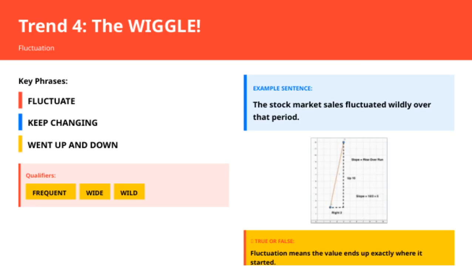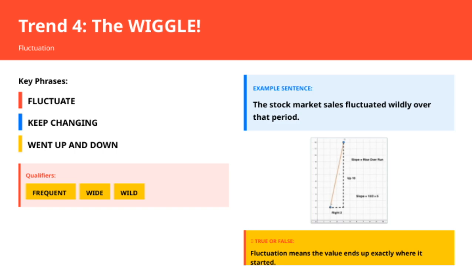Fluctuation means the value ends up exactly where it started. So it's when something goes up and down, but in the end, it stays the same. Now, here's a quick question for you. The stock market sales fluctuated wildly over that period. Is that true or false? Think about how the market moves. Sometimes it jumps, sometimes it dips, but overall, it can end up where it began.